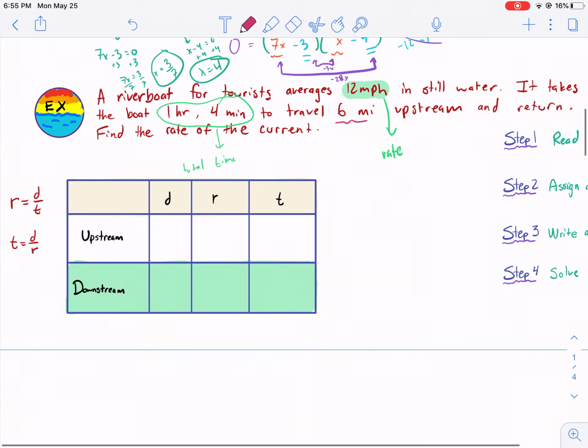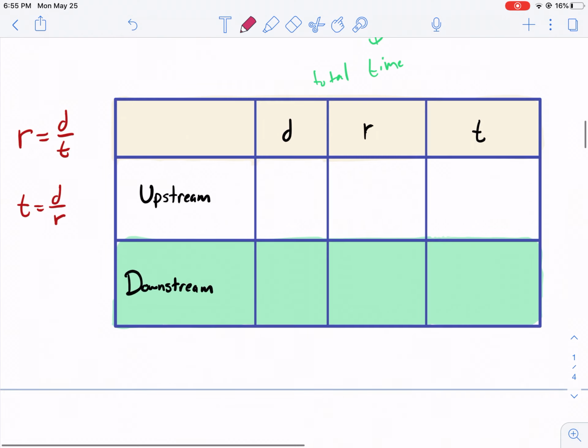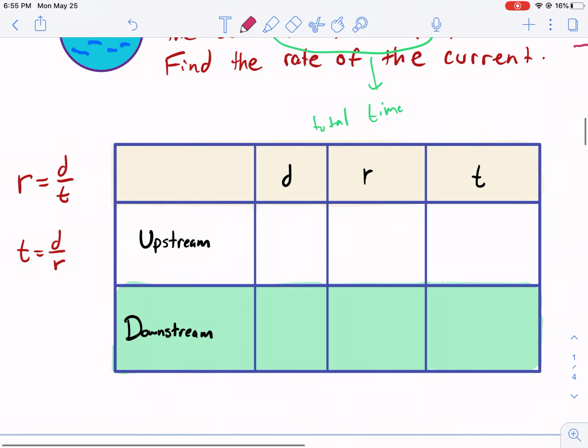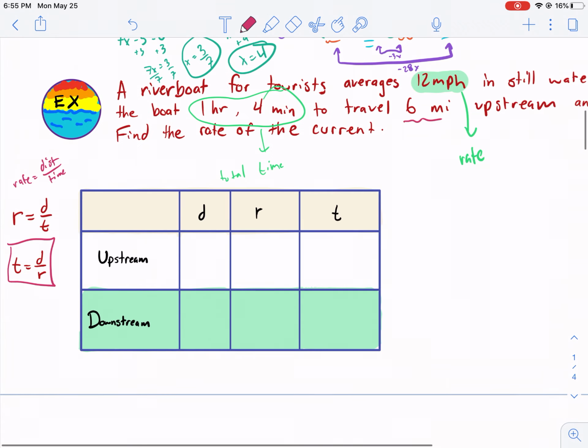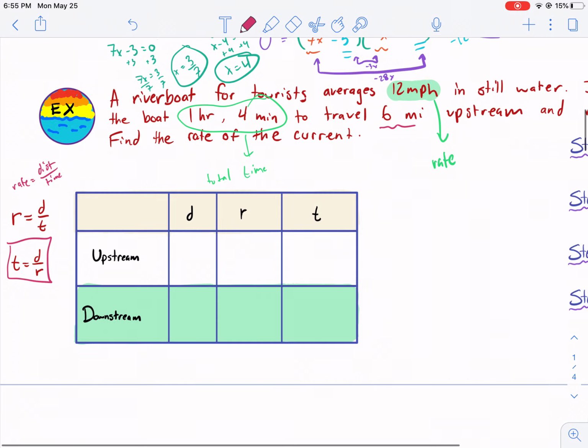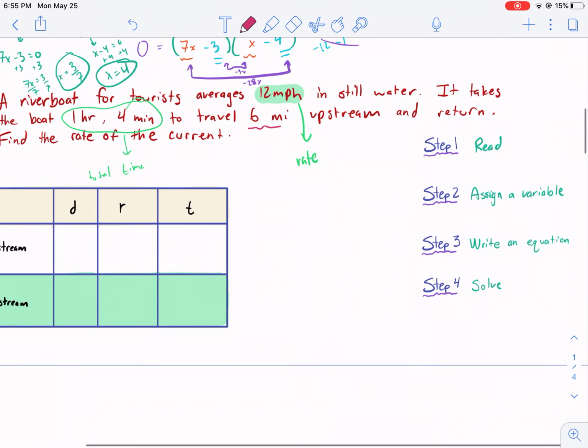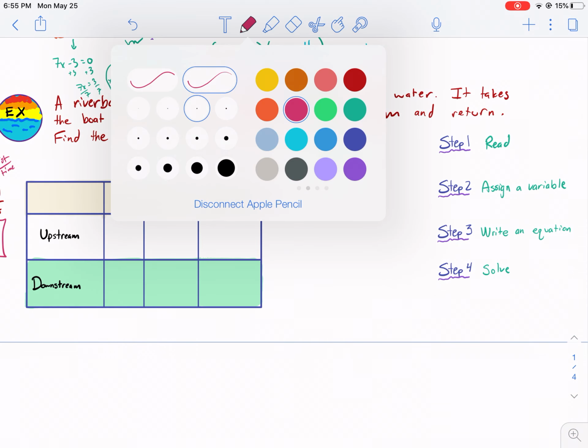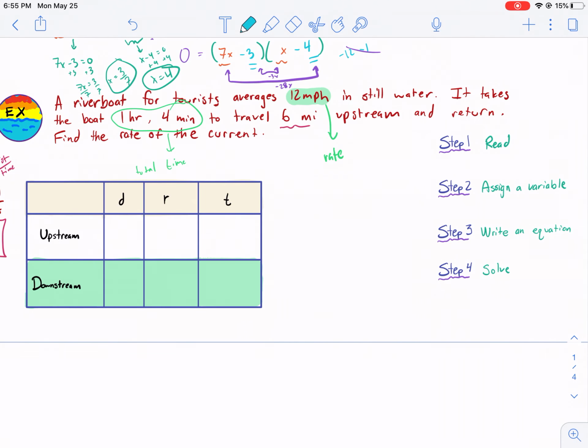Well, we have this useful little table here along with some of our formulas. We know that rate is equal to distance divided by time. Okay, miles per hour. That's a rate. If we arrange this a little bit, we can say that time is equal to the distance divided by the rate. Right now we're trying to find the rate, so we need to do step number 2, assign a variable. So we want to know the rate of the current, so we're going to say x equals the rate of current.